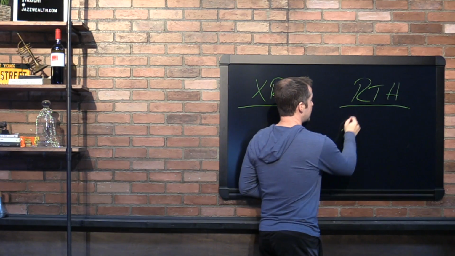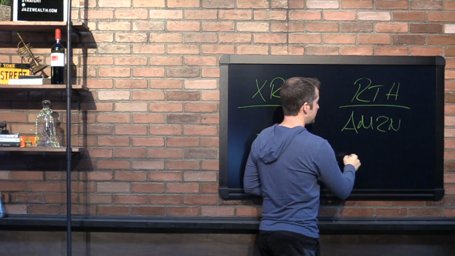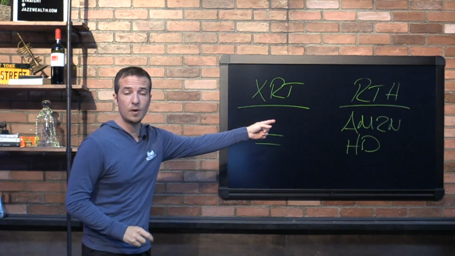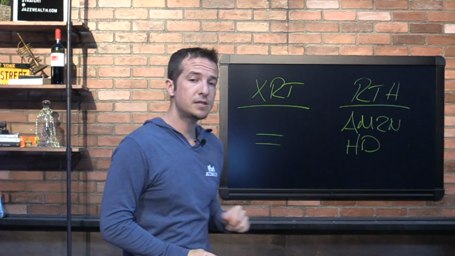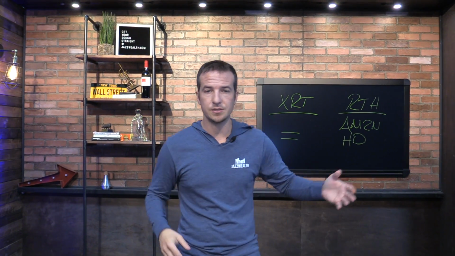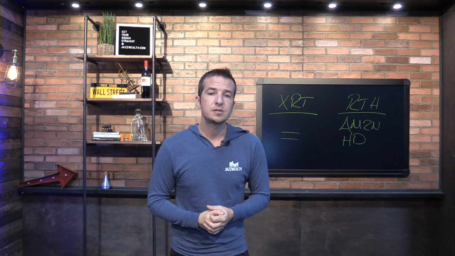So for that reason, Amazon is a big holding in the RTH. Home Depot is the second biggest holding in there. Amazon takes up 20% of the RTH, by the way, right? And that's not because they're bad people. It's not because they're trying to just bet it all on Amazon or whatever. That's how they design the fund. And so it's very important to know.